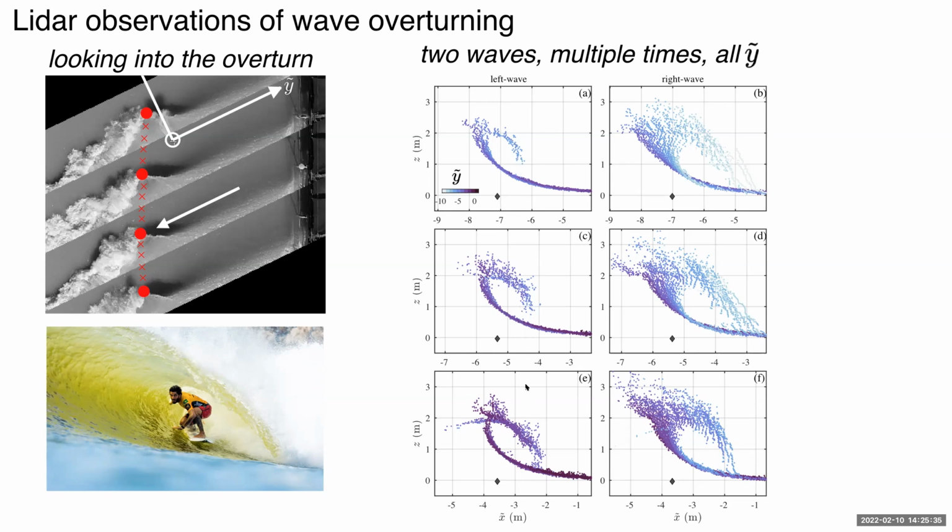But as you go further onshore, or further in time, you see the overturn becomes more and more clear. And there's some similarity. This is also pretty uniform in this direction.